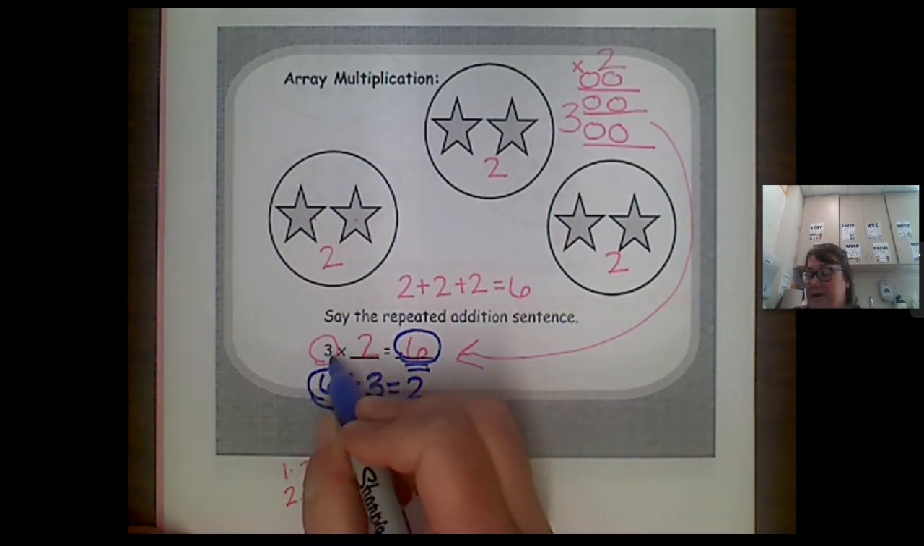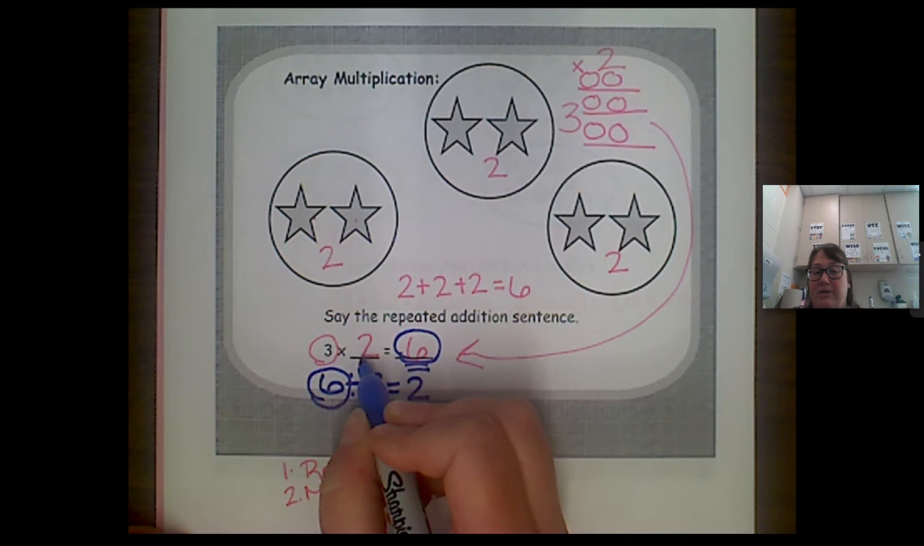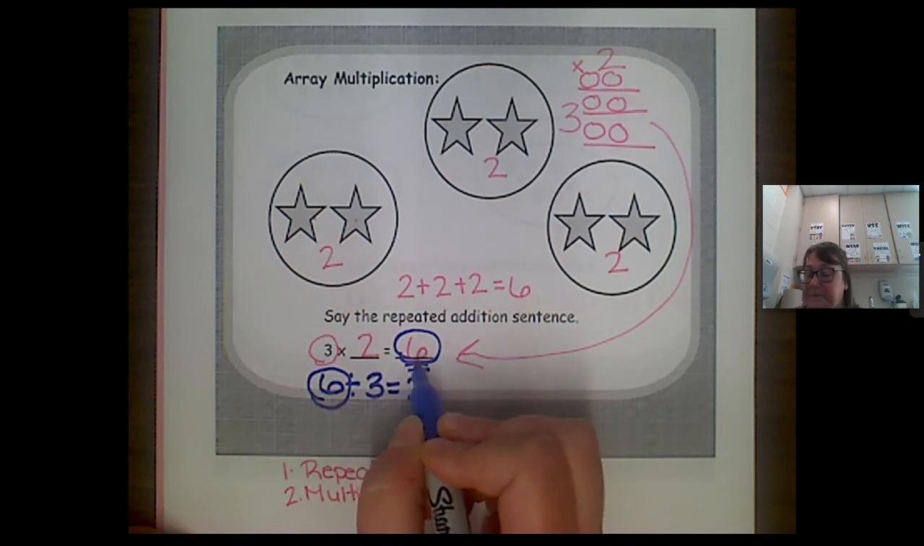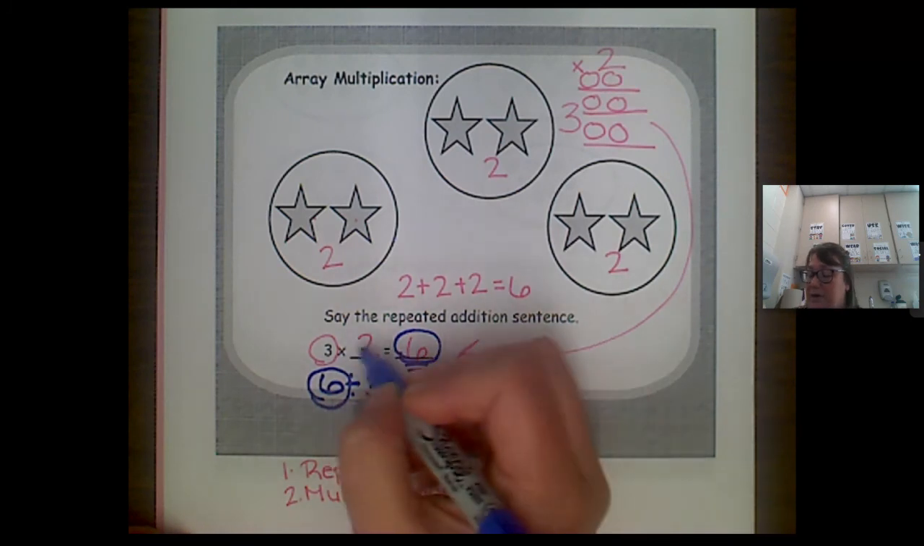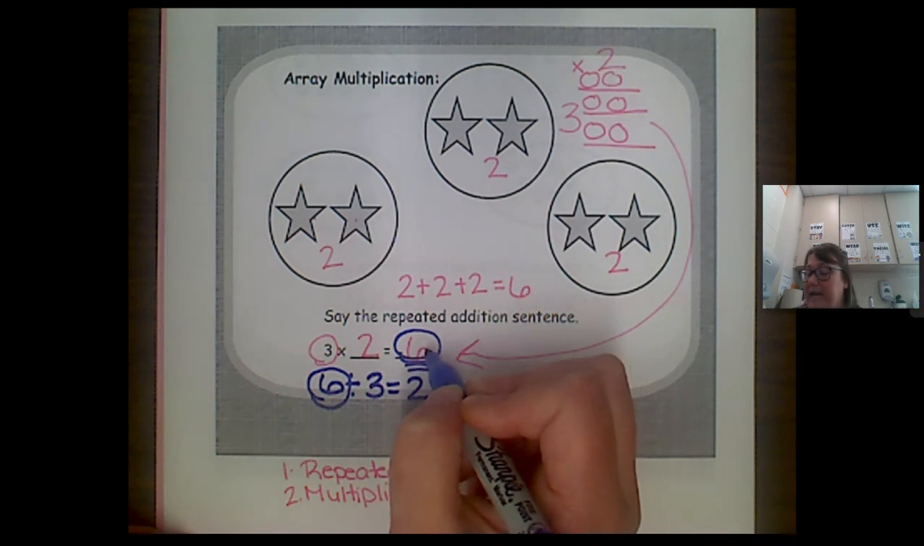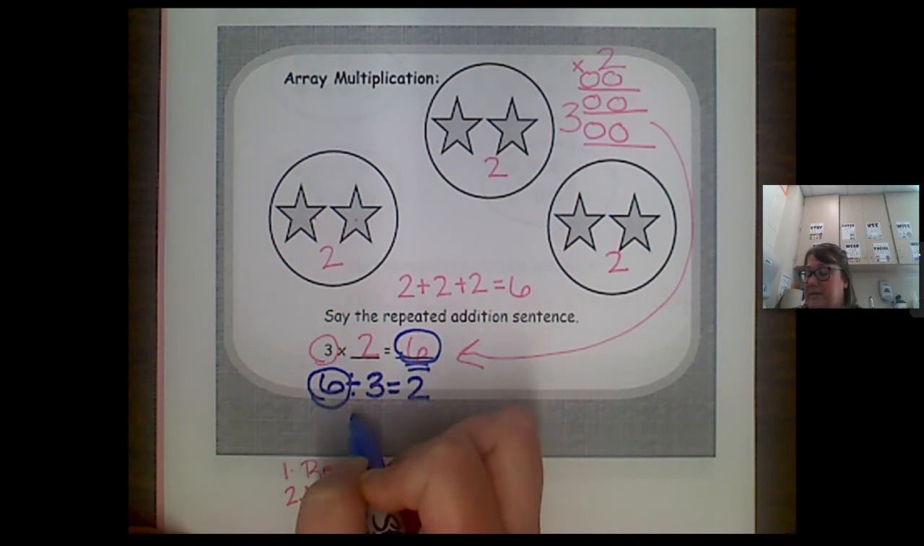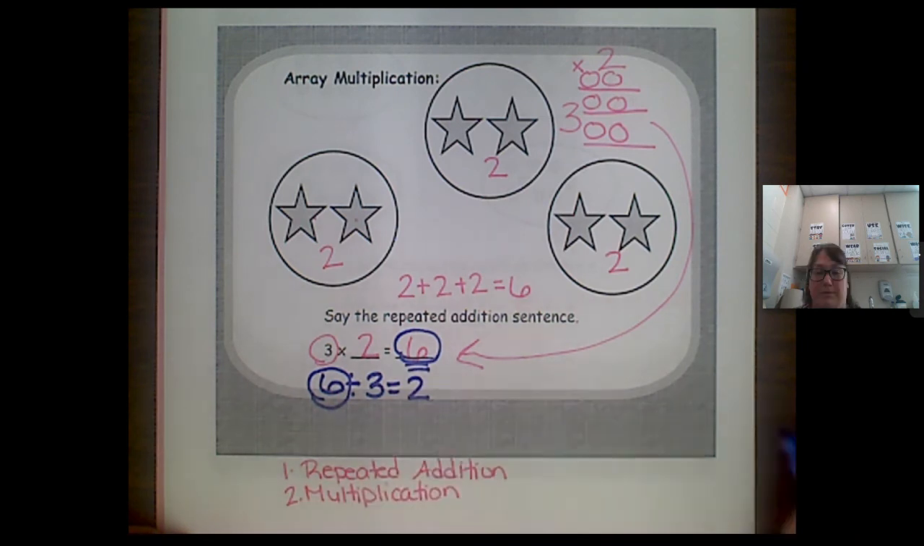So we had 3 and 2 for our factors, and our product is 6. So remember, factors are the numbers that we multiply. Okay, and so these are our factors, and this is our product. So we take that product, and that's our 6 here. That's the number that we're going to be dividing by. So 6 divided by 3 equals 2.